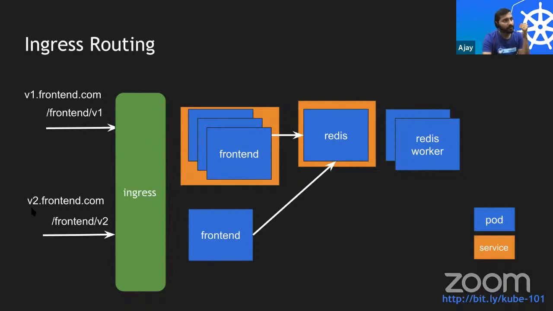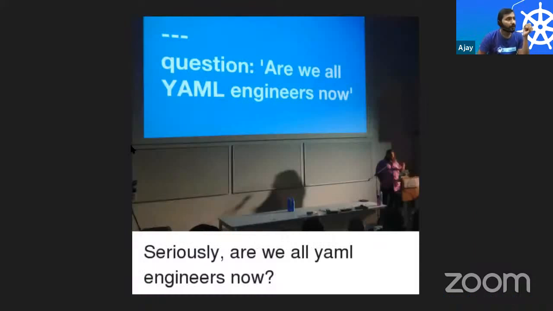If the request is coming from v1 v2 frontend.com, then redirect to a different application. I can do that kind of logic, right? That's where ingress will be helpful, right?